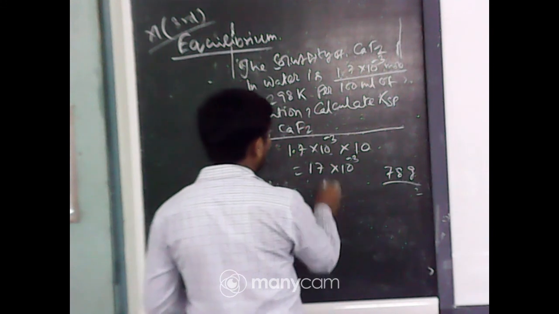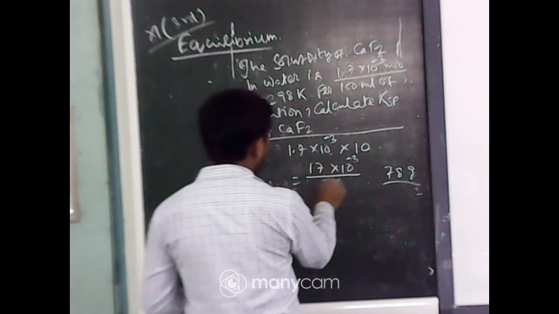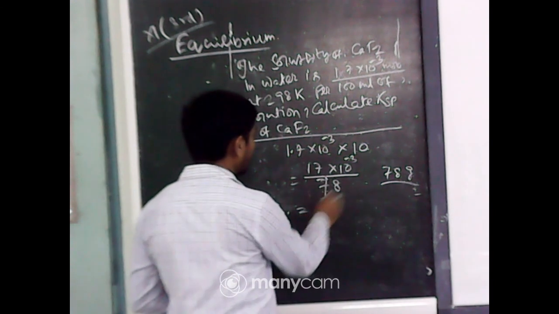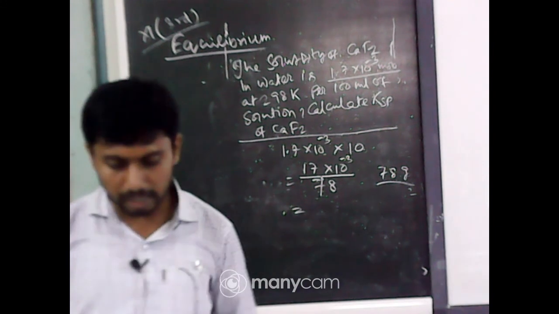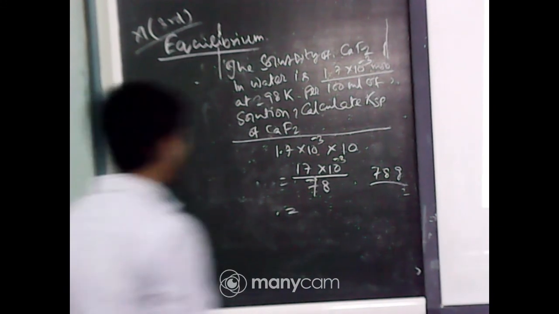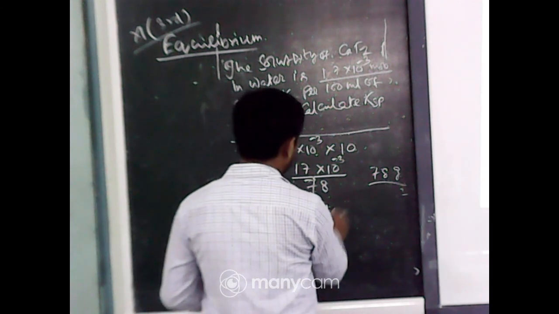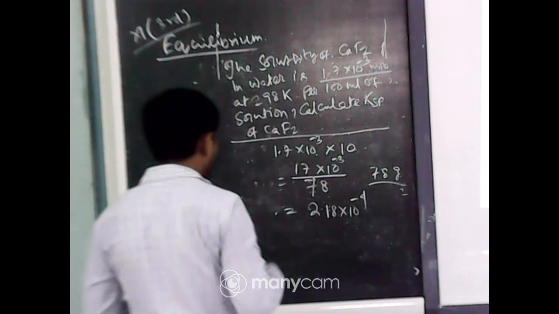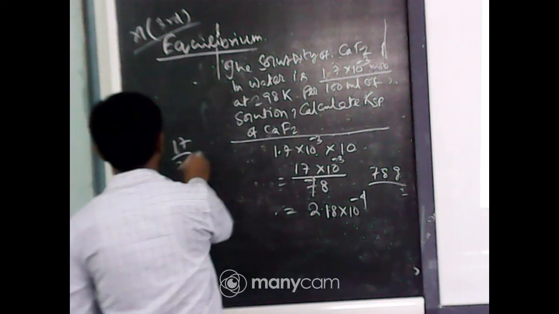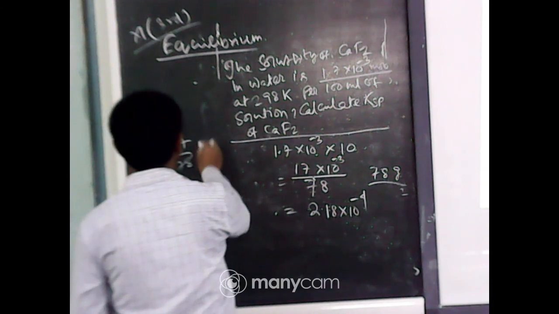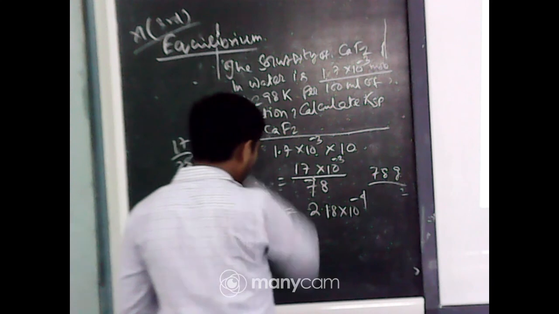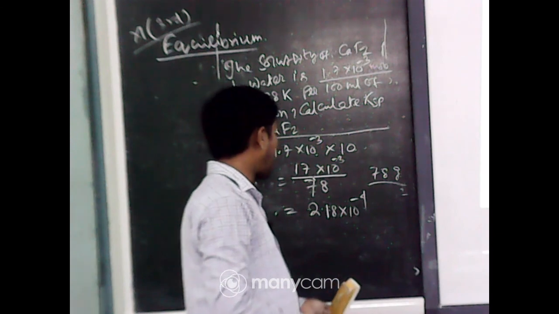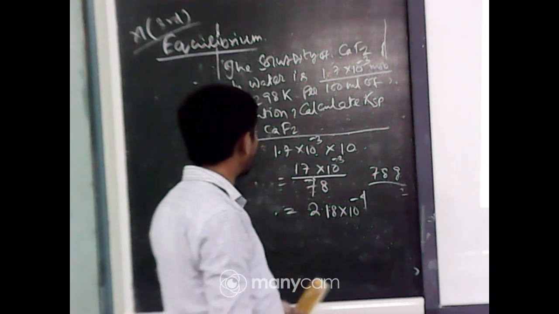Now we have to divide this value by the molecular mass to calculate the solubility in gram. The data will be 17 by 78, that is equal to 2.18 into 10 to the power minus 4. We have to solve it. So 2.18 into 10 to the power minus 4 is the solubility.